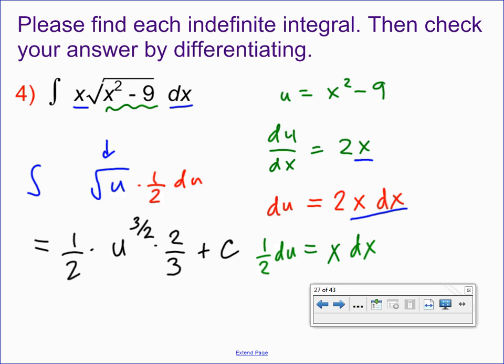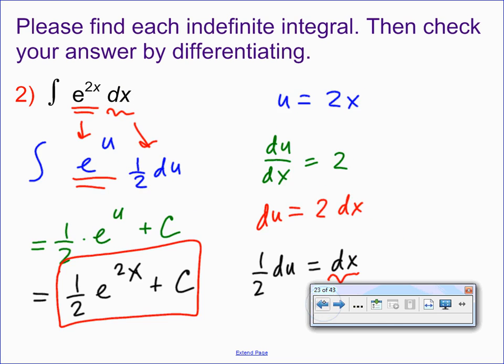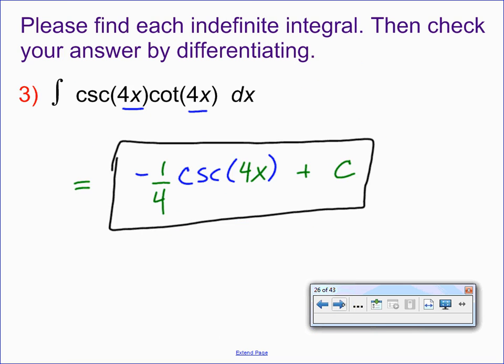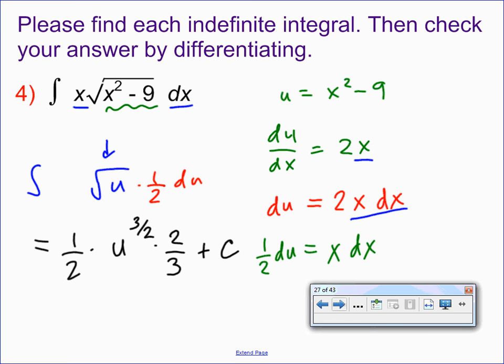What just happened here? We treated my original root u as a power function, u to the 1/2. I'm going to get its antiderivative by adding 1 to the current exponent. 1/2 plus 1 is 3/2, and then dividing by the new exponent in accordance with my power rule. Add 1 to the exponent, divide by the new exponent. Dividing by the new exponent is dividing by 3/2. That's the same as multiplying by 2/3 and then my plus c.